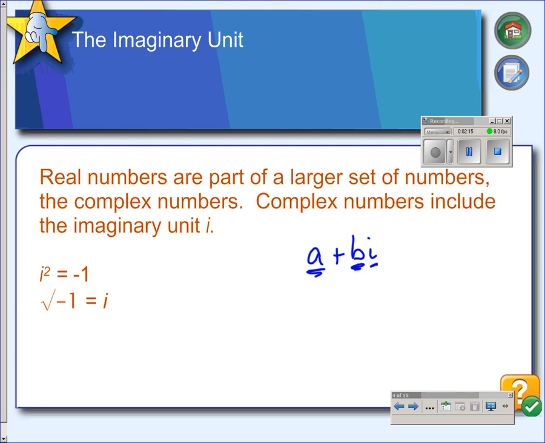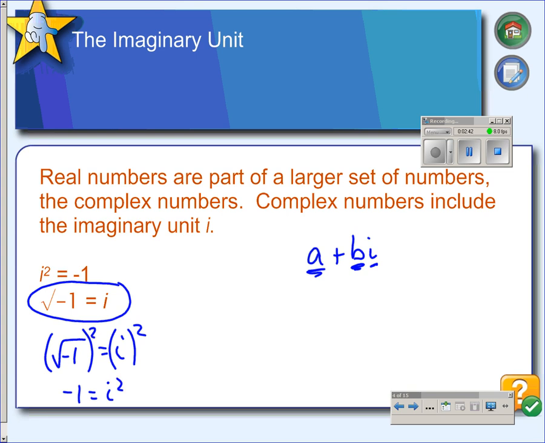The imaginary unit i is the square root of negative 1. That's all it is. So if you want to take the square root of a negative number, you go ahead and take the square root, put an i on it, and there you have it. So i squared is equal to negative 1 because if we take the square root of negative 1 equals i, and we square both sides, we get negative 1 equals i squared. So that's where this top equation is coming from.